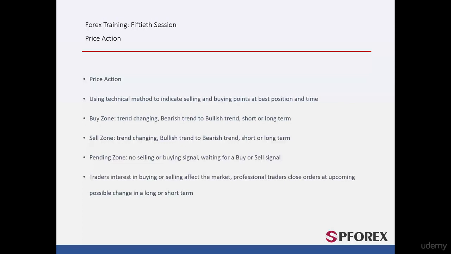Buy zone. Buy zone is a region in a downtrend where an upturn point is formed and a long or short upward trend is presumed. Sell zone. In an uptrend, sell zone is an area in which a downturn is formed towards the bottom with a long or short-term momentum. Pending zone. Pending zone is a region without any valid buy or sell signals.